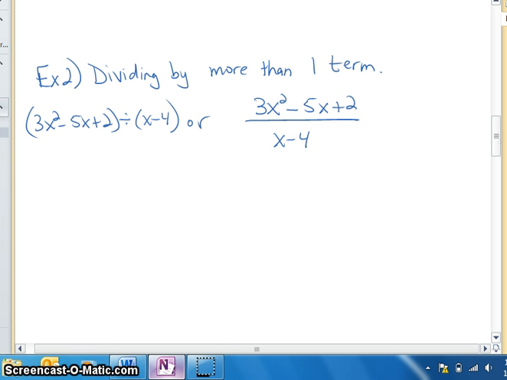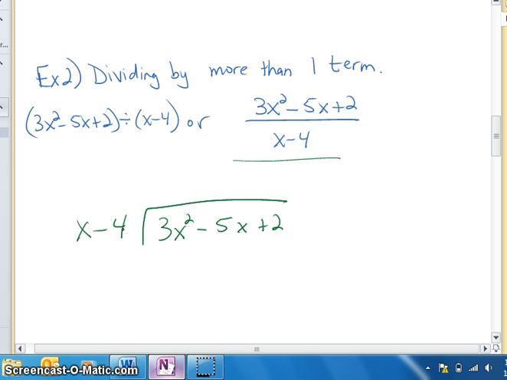So I can write this problem in a couple different ways. First, I can write it with just division right here, or I can make it a fraction. They mean the same. If I'm dividing, I'm going to set up my long division. Okay, so this is a little tricky. What you're looking for is the first term, so x, how many times does x go into 3x squared? So it's got to have a 3, and it has to have an x.